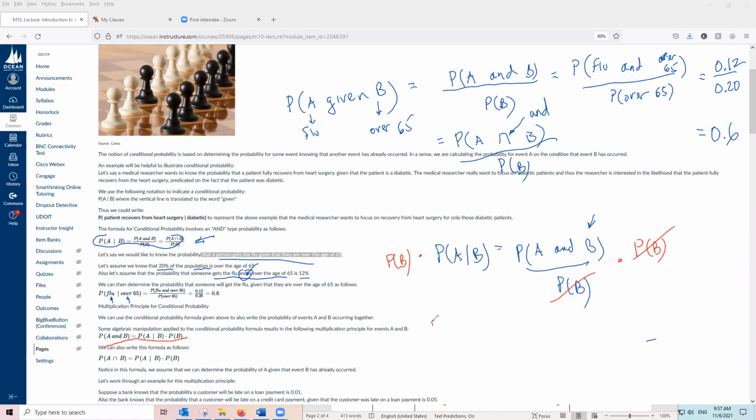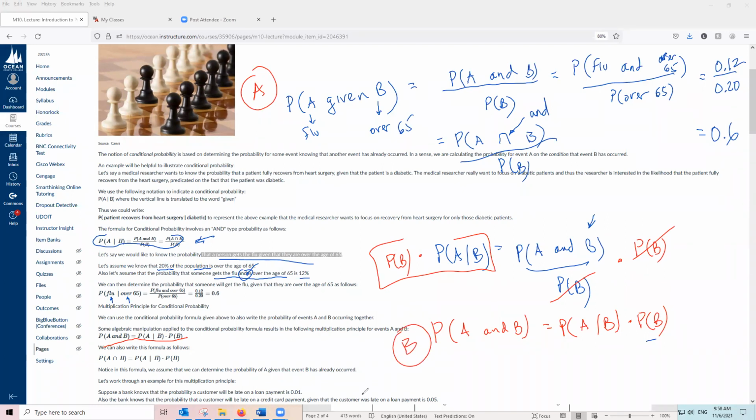So we could say the probability of A and B is equal to the conditional probability of A given B, times the probability of B. So this formula A is really the same as this formula B. It's just rewritten using a little bit of algebra. You can use either one of those formulas to solve some of these examples.